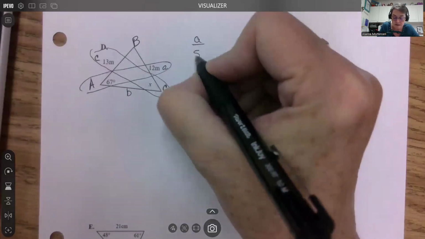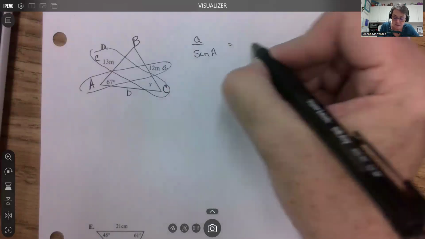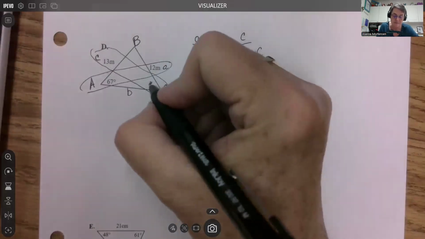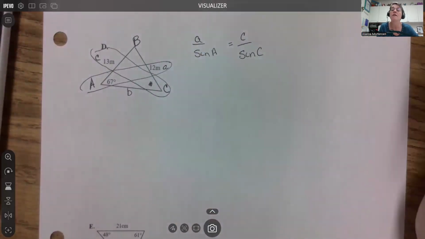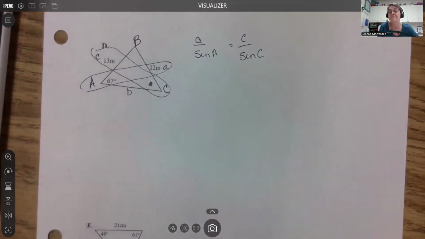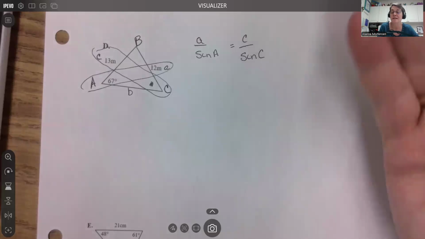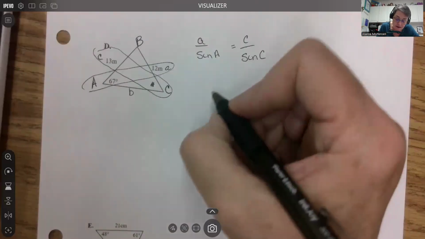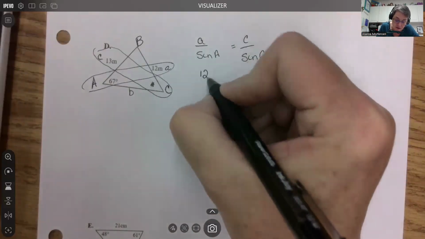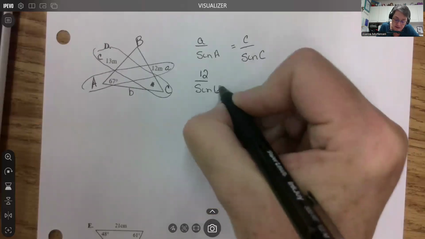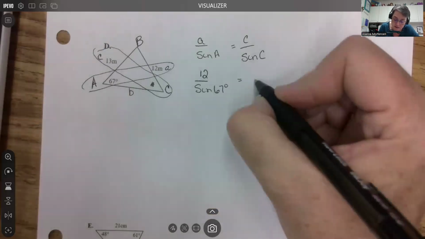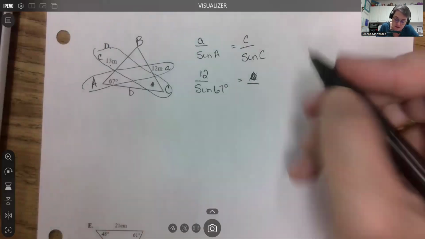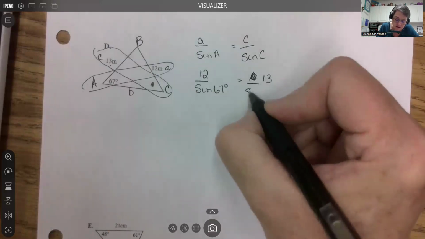A sine A is equal to. There. If you're asking about X, I don't know anything about X. I see no X. And if you accidentally do that, I don't care because I can figure out what you're doing as long as you label stuff. All right, A is 12 over sine 67 degrees is equal to little c, which I don't know. No, I do know. I do know little c's over there, 13 over sine A.